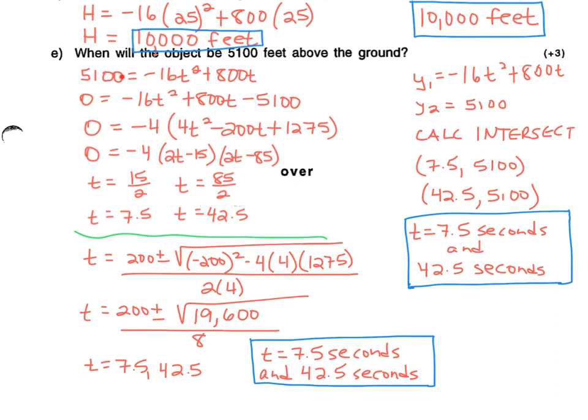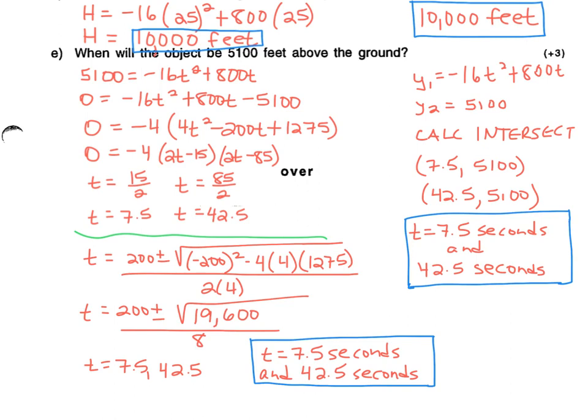When you plug a 5100 in for h, in order to solve that, you need to get your equation set equal to 0. Now, believe it or not, this one actually factors. So I'm going to go through the factoring part, and then I'll talk through quadratic formula too. You could factor out a GCF of -4, and then make your adjustments here. So you would have 4t squared minus 200t plus 1,275. And then this quadratic trinomial actually factors into 2t minus 15 and 2t minus 85. If you set those factors equal to 0 and solve, you're going to get that t is equal to 7.5 and 42.5.